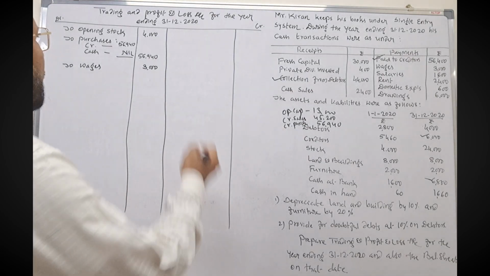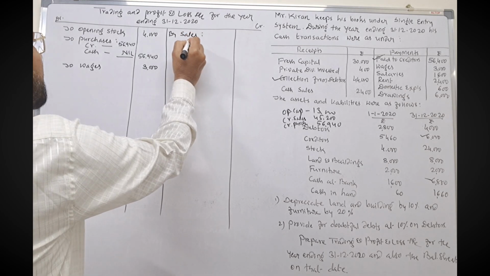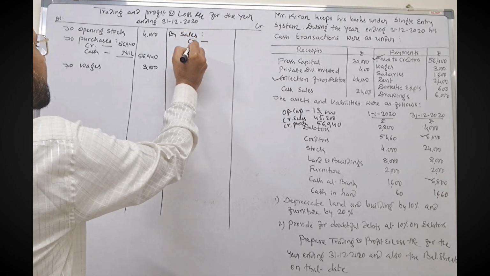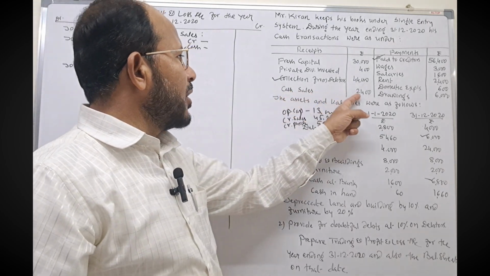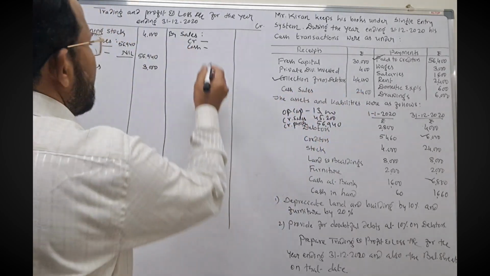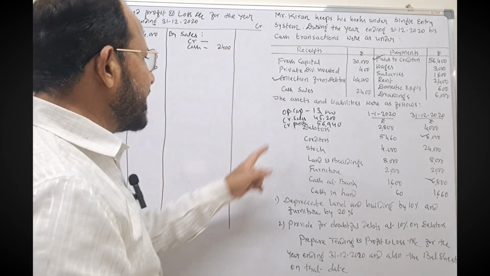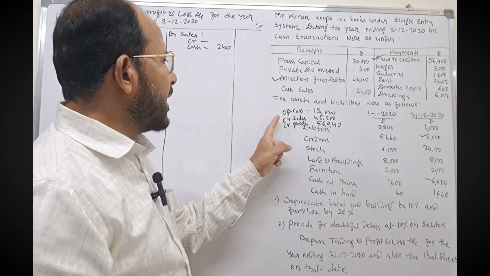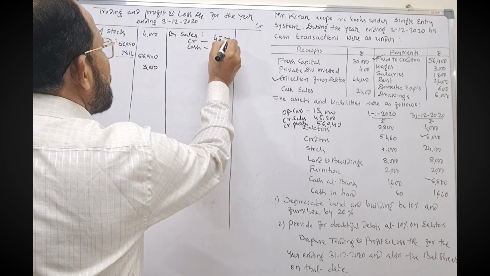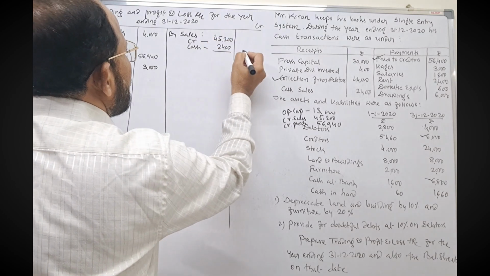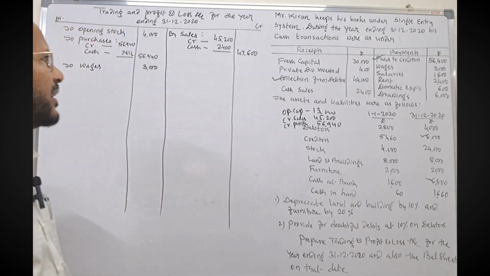Next one is on the credit side, we take sales. That sales may be credit sales or cash sales. Here you see cash sales is given in the problem, 2,400. That is why here cash sales 2,400. Next one is credit sales. We found out by preparing the debtors account 45,200. Total we show in the outer column, 47,600 rupees. Very simple thing.